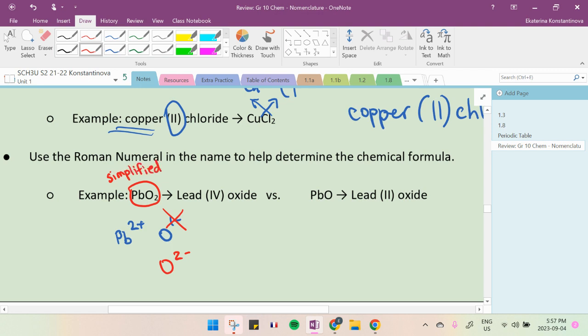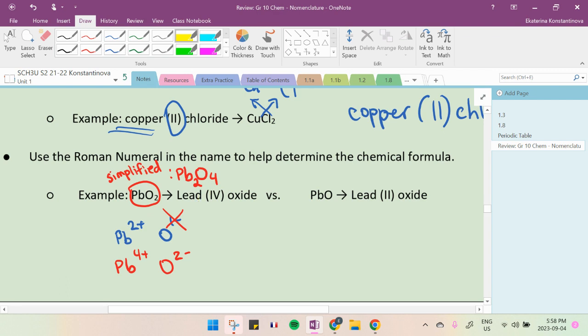So what could it have been simplified from? Well, if we need oxygen to have a charge of 2 minus, that means lead will have a charge of 4 plus. So this was simplified from Pb2O4. Okay? And does that make sense? Well, yes. If we have Pb 4 plus and oxygen has a charge of 2 minus, when we crisscross those charges, we get Pb2O4. Okay?